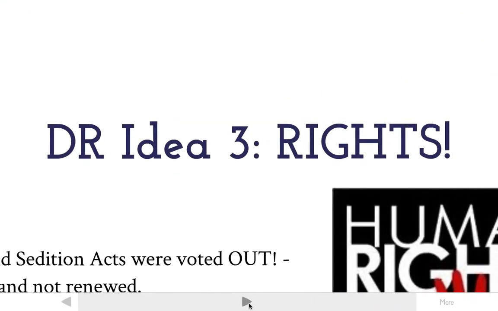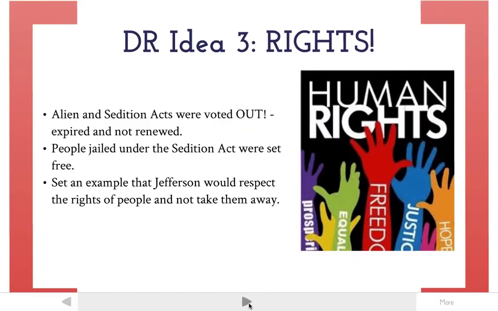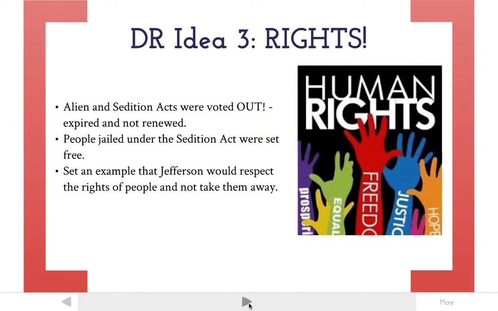Democratic Republican idea number 3 is rights, human rights for people, and natural rights. So Jefferson allows the Alien and Sedition Acts to run out. They had a time limit on it. He lets them expire. Everybody that was put in jail by John Adams under the Sedition Act, they were all let go and freed from prison. And basically this sends an example to the American public that Jefferson's going to respect the Bill of Rights and the rights of the people.